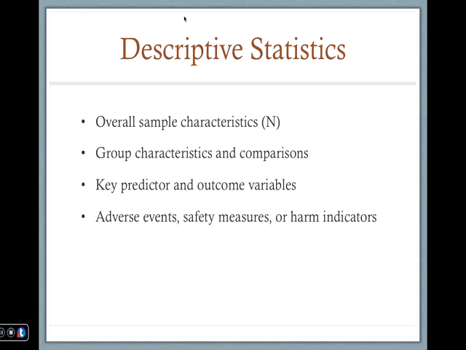In terms of descriptive statistics, we're looking at overall sample characteristics, or the N, the number of people in the sample. How many are male? How many are female? How many are old? How many are young? How many are different kinds of races? How many are different kinds of variables, such as do you have diabetes or don't have diabetes? Do you smoke or do you not smoke? These are all these kinds of descriptive statistics that essentially describe your sample.